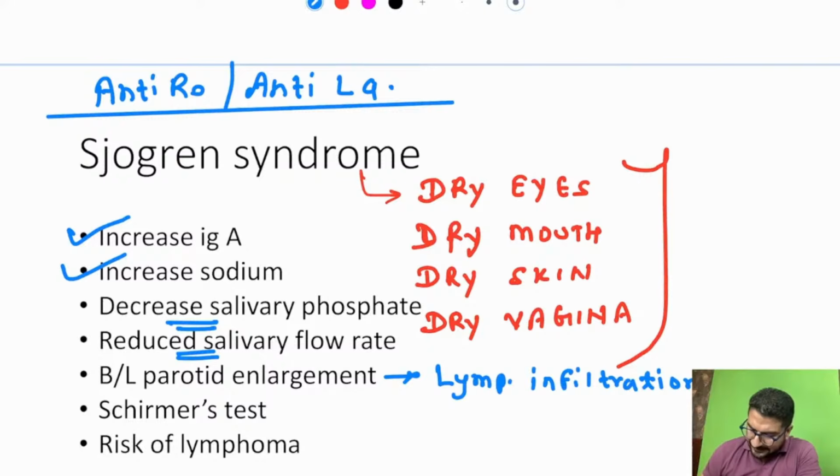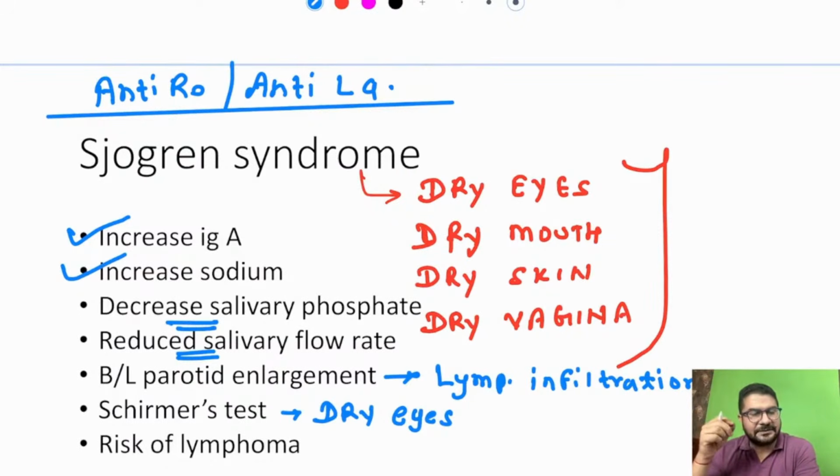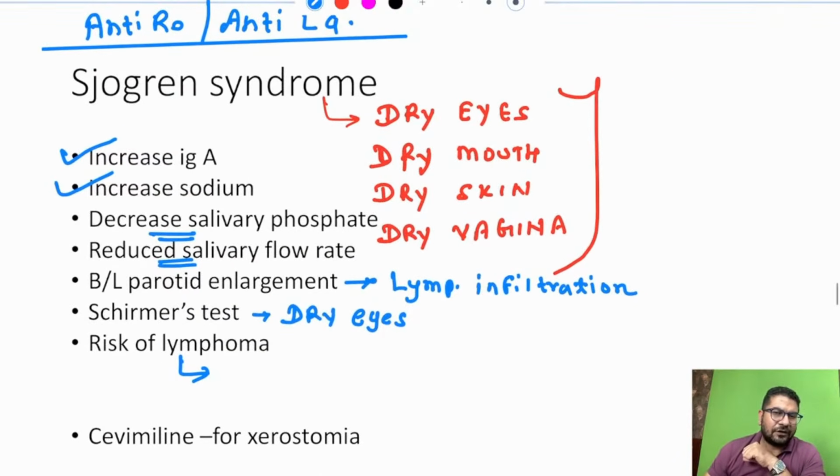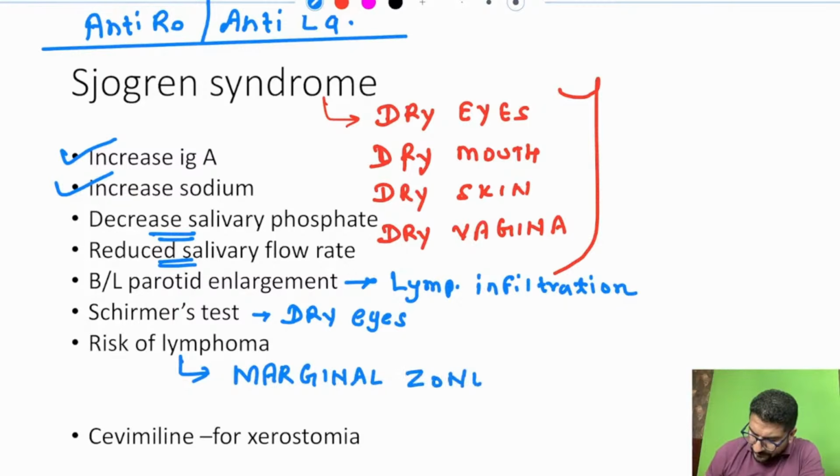Now for dry eyes we do a test. This test is called Schirmer's test. We do a test for dry eyes, we call this the dry eyes test or Schirmer's test. Ultimately there is a risk of lymphoma. And remember, whenever we have autoimmune disease, which lymphoma occurs in autoimmune disease? In autoimmune disease there is a chance of marginal zone lymphoma.